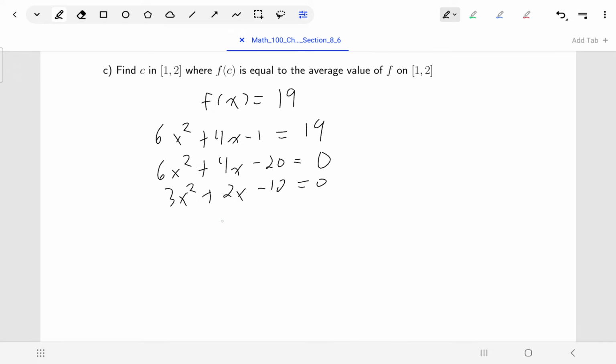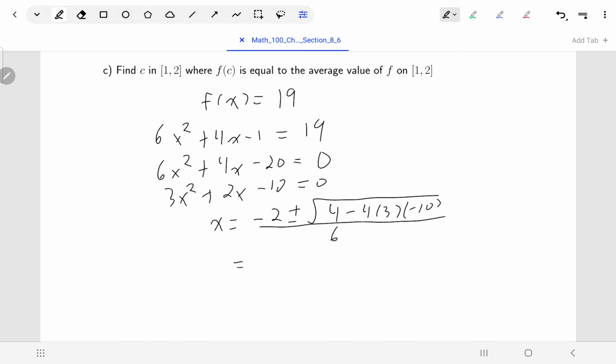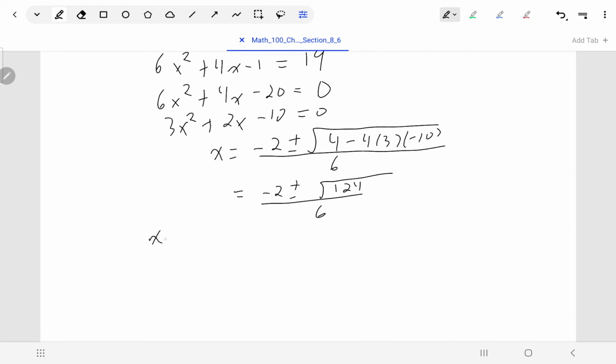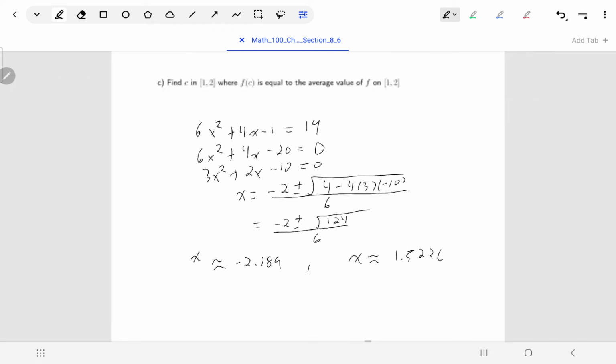So I guess at that point you would give up and do the quadratic formula like I'm doing right here. Negative b plus or minus the root of b squared minus 4ac over 2a. So negative 2 plus or minus the root of 124 over 6. Now, if we run that through our calculators, we get two values for x. One of them is negative 2.189, and the other one is about 1.5226. And there we go.